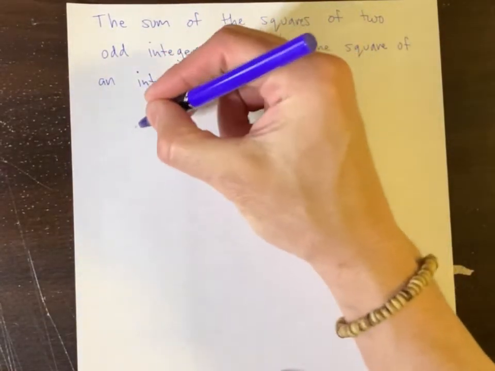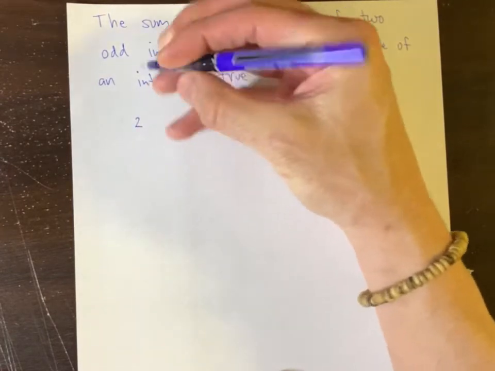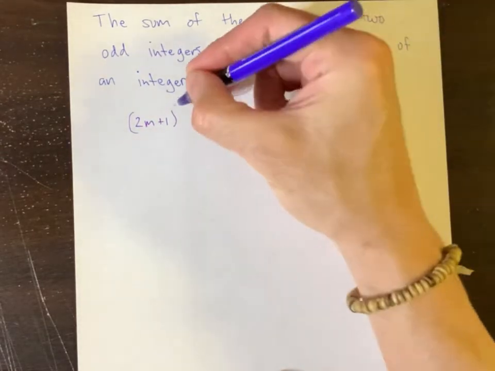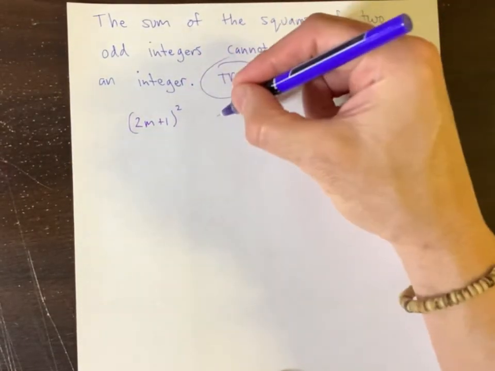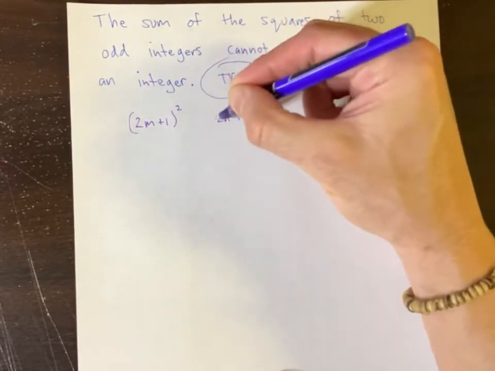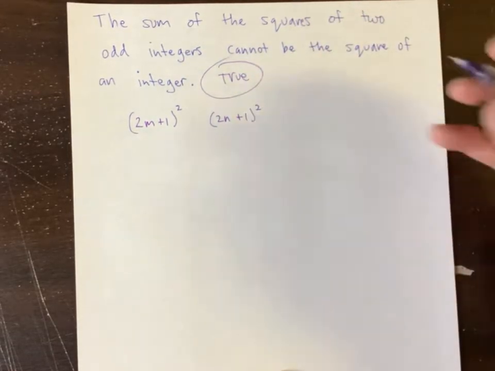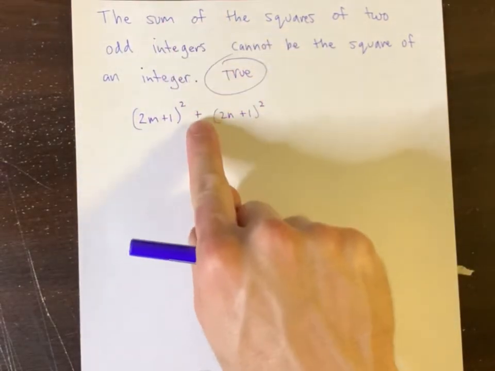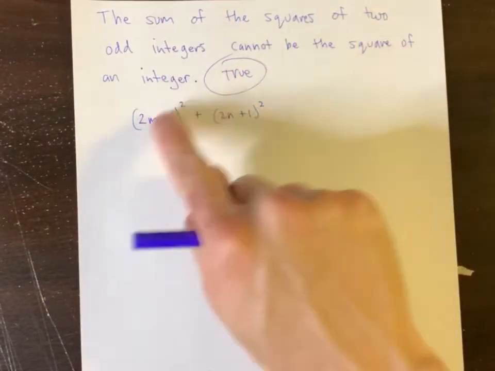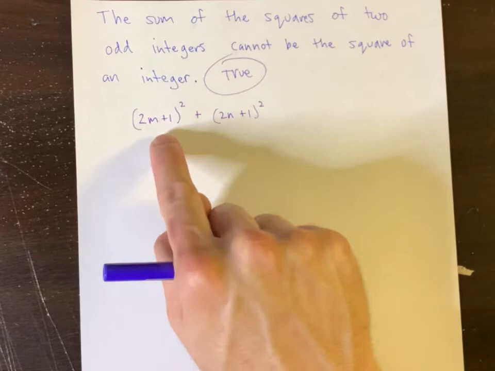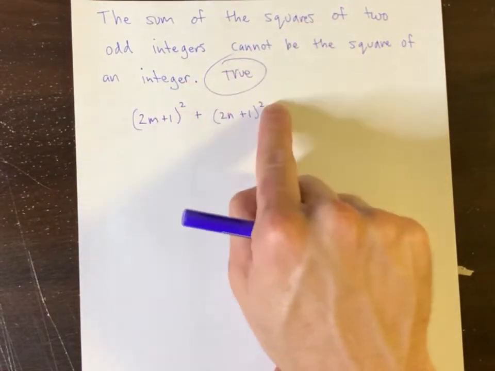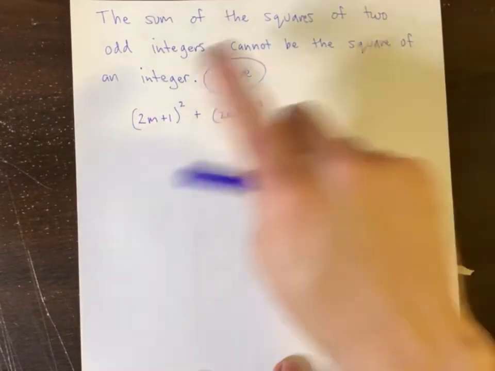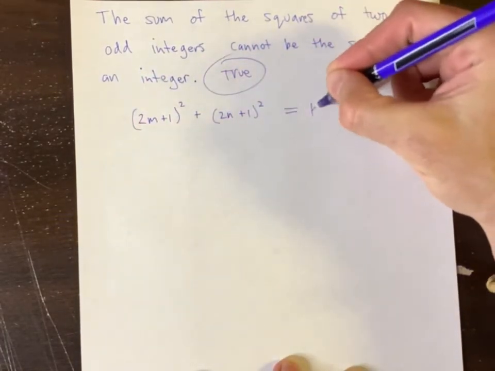So here is an odd number. Let's go with 2m plus 1. This is an odd number, it's going to get squared. Here's another odd number, 2n plus 1. That's going to be squared, and we're going to add these together. So we're going to pretend that the sum of the squares of two odd integers can equal the square of some integer, call it k.